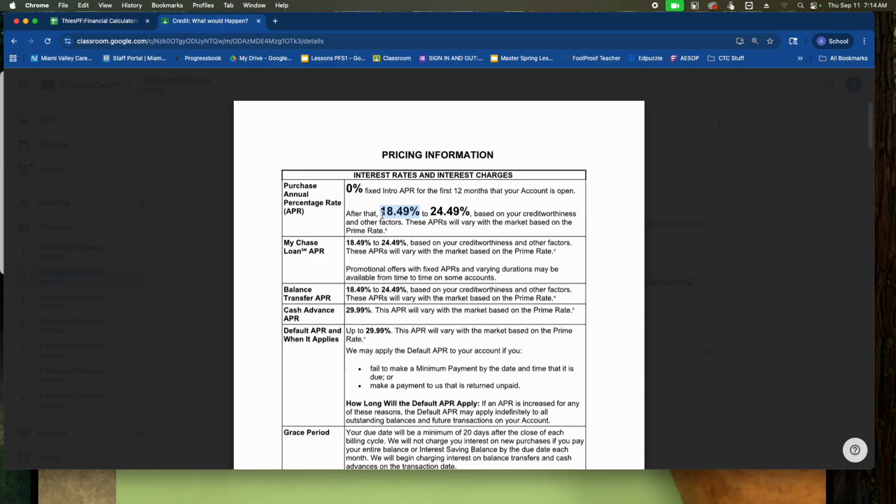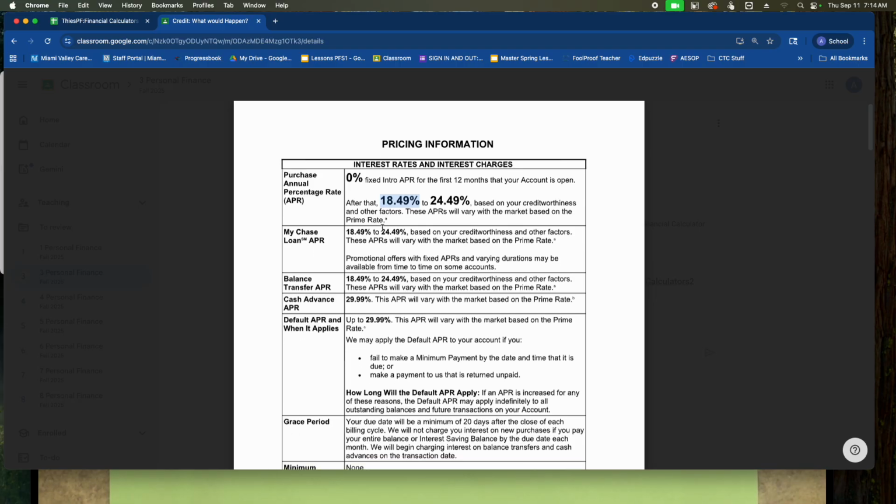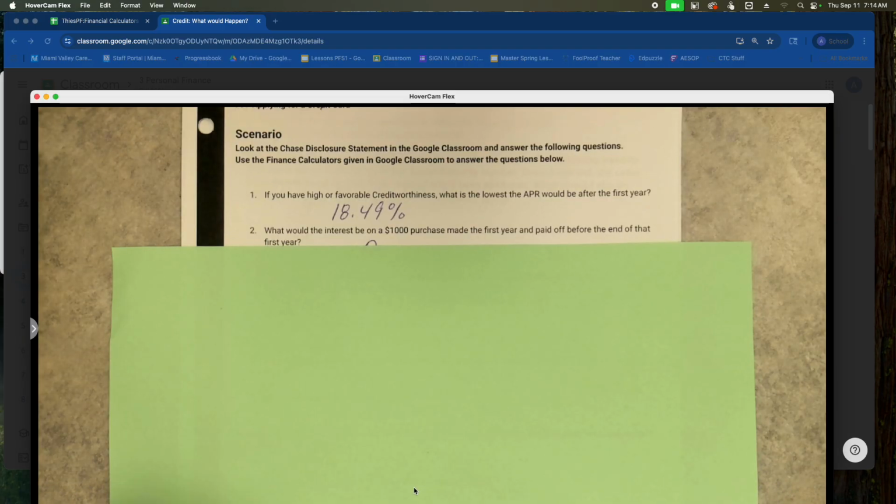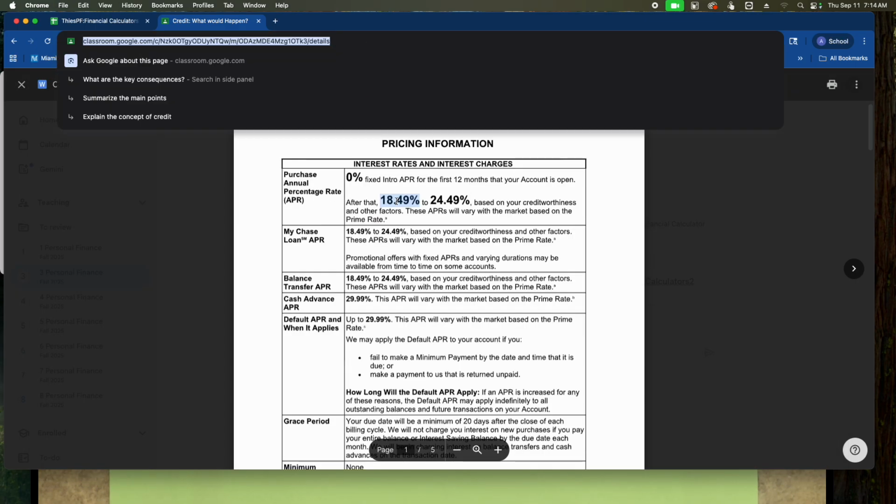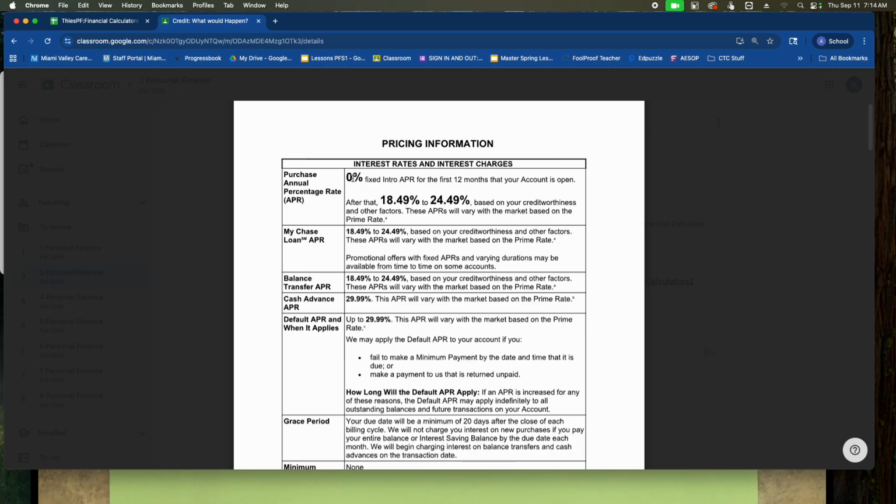The next question asks, what would be the interest on a $1,000 purchase made the first year and paid off before the end of the first year? If we look back at our annual percentage rate, we get 0% fixed. So you don't pay any interest as long as it's paid off before the end of that first year. So that is 0.